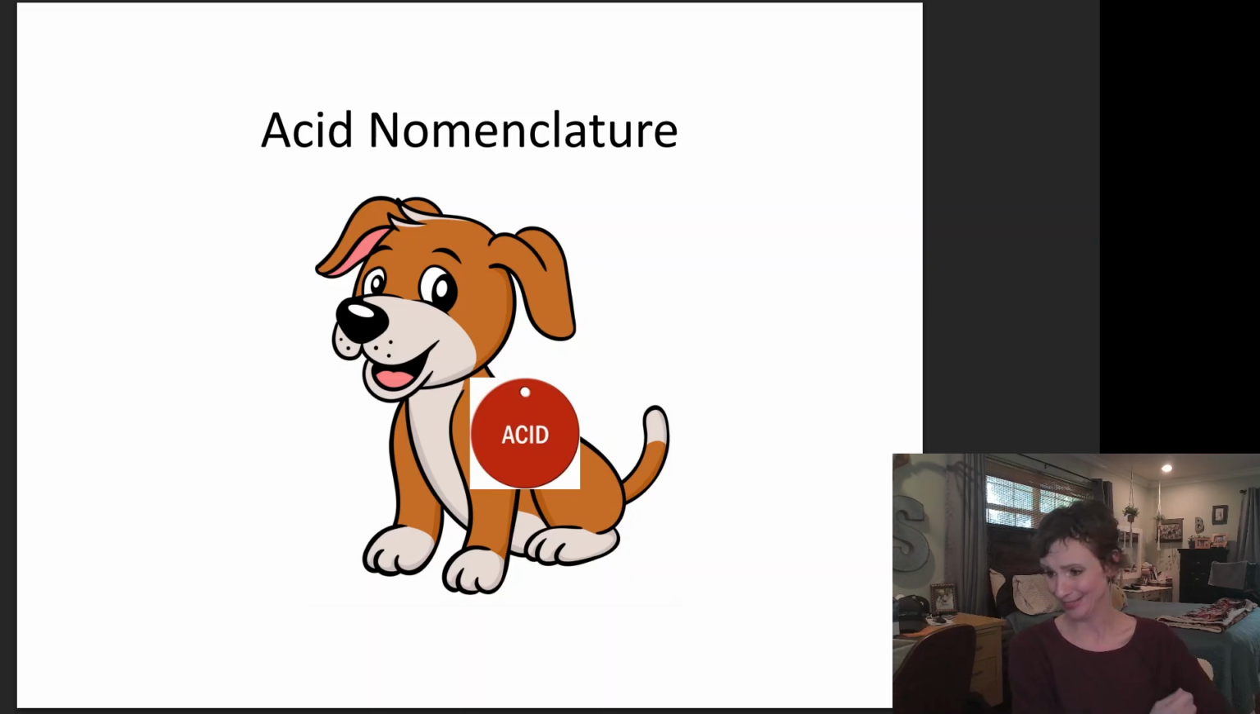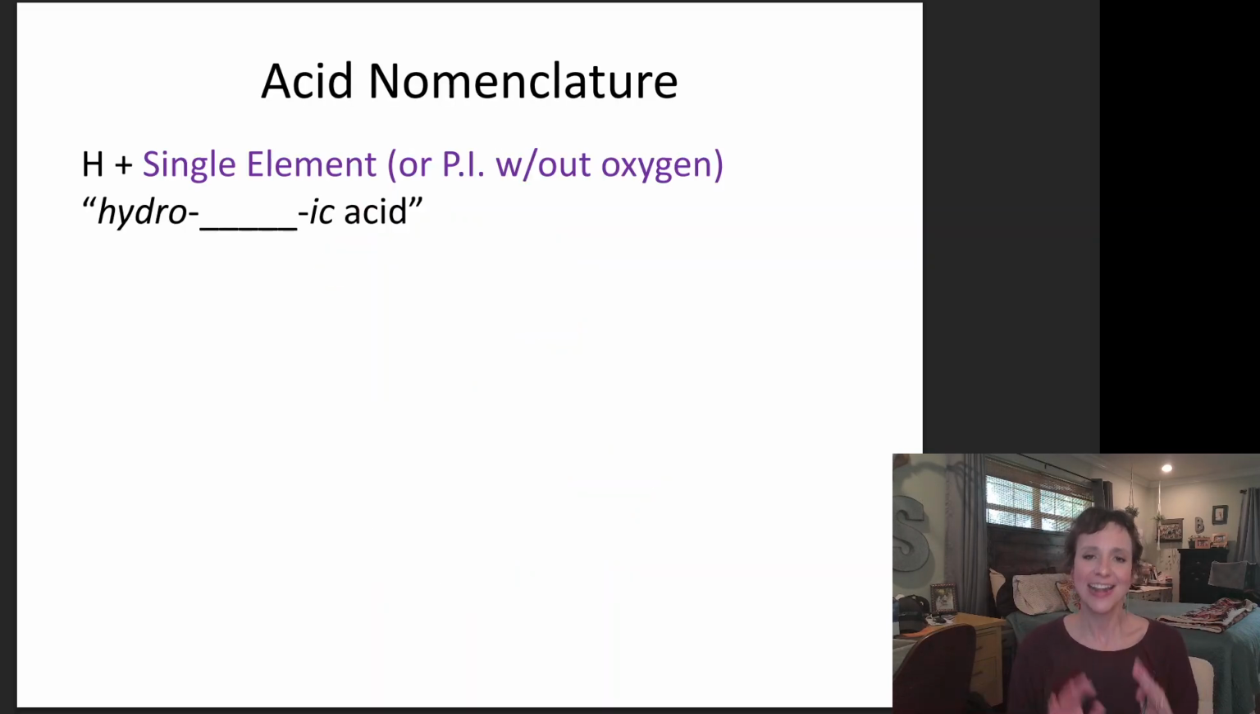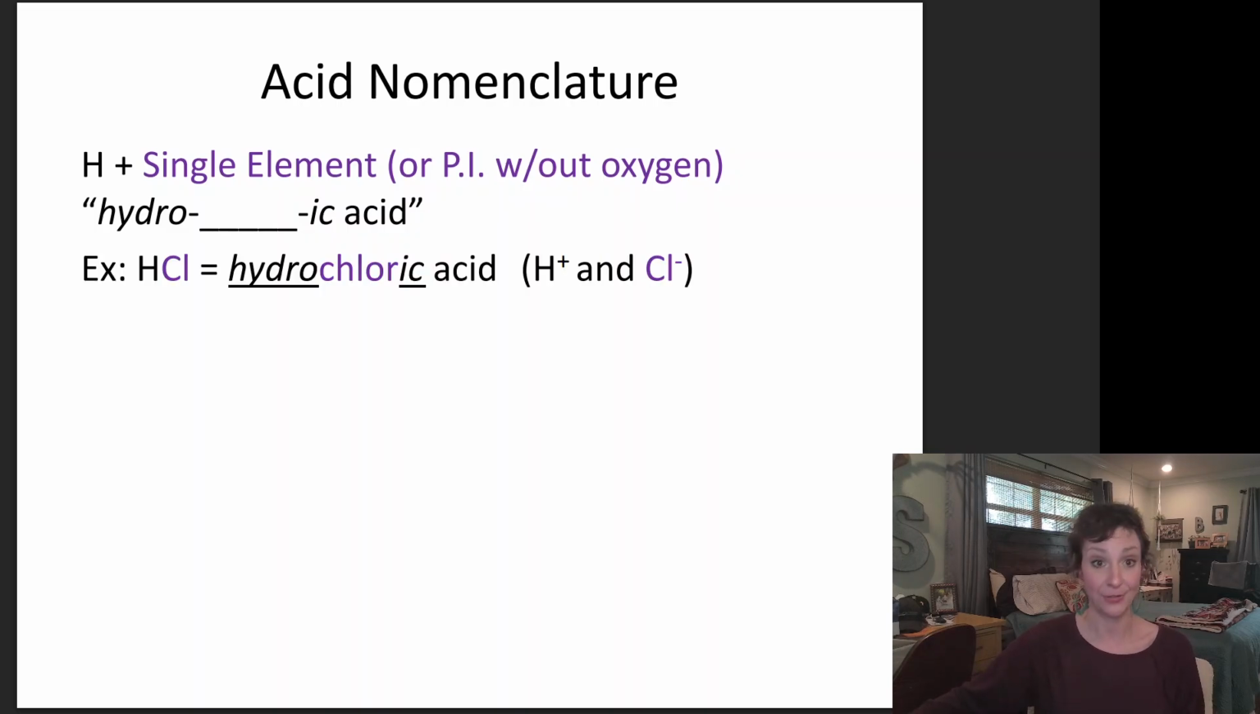All right, acid nomenclature. We have actually been doing this for a significant part of our year, but since we are in the designated acids and bases unit, let's review this. Now, an acid starts with hydrogen, so it depends on what that hydrogen is paired up with. If it is paired up with a single element from the periodic table, or one of the polyatomic ions that do not contain oxygen, which there are very few of, I come in hot with hydro-something-ic acid, like hydrochloric acid, for example.